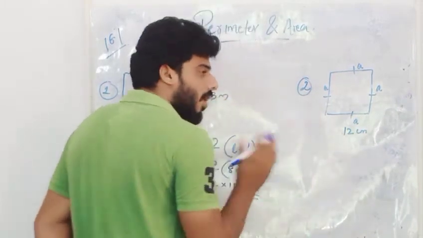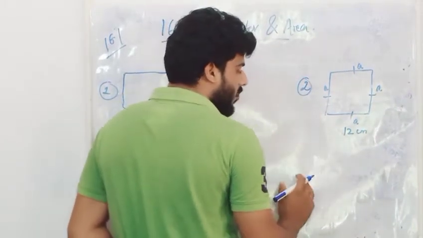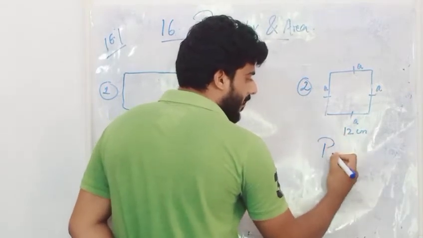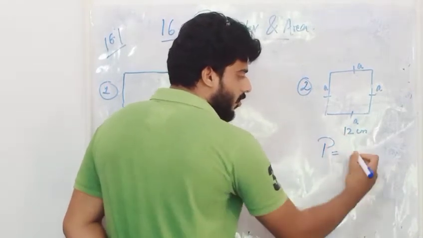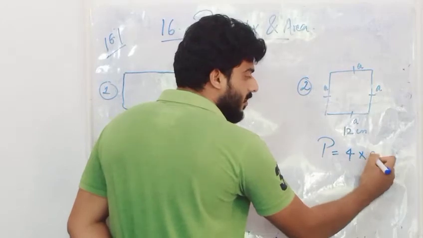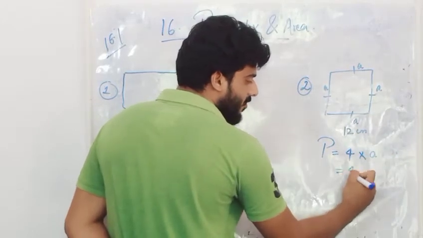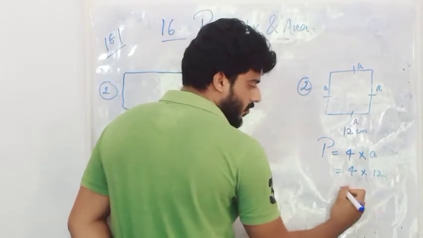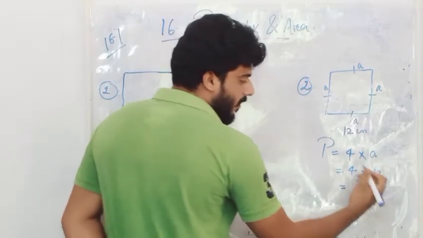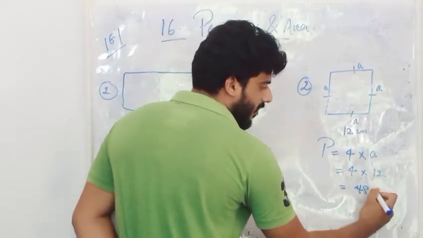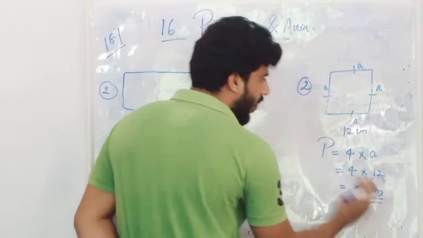How do we solve for the perimeter of a square? As we know, for a square, perimeter P is equal to 4 into A, and our A is given as 12, so 4 into 12. What is 4 into 12? 48. 48 centimeter is the perimeter of our square.